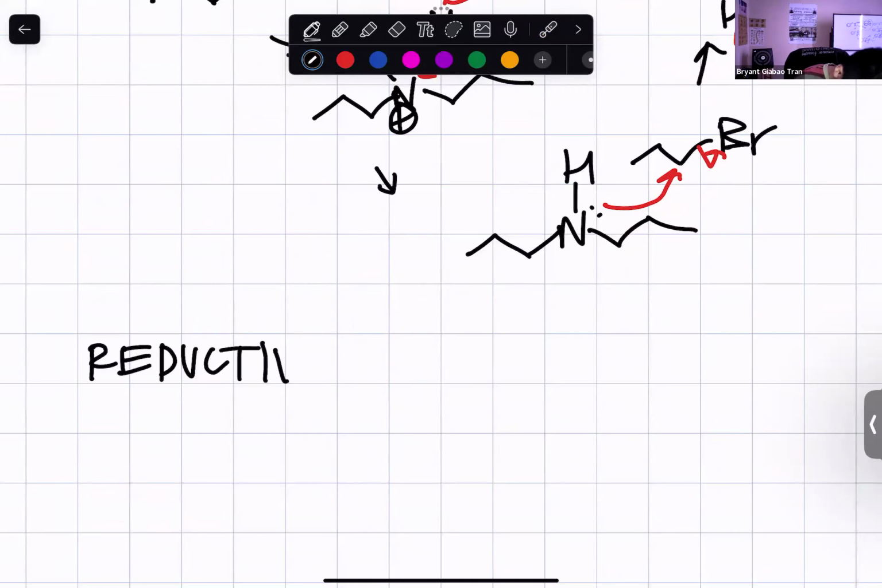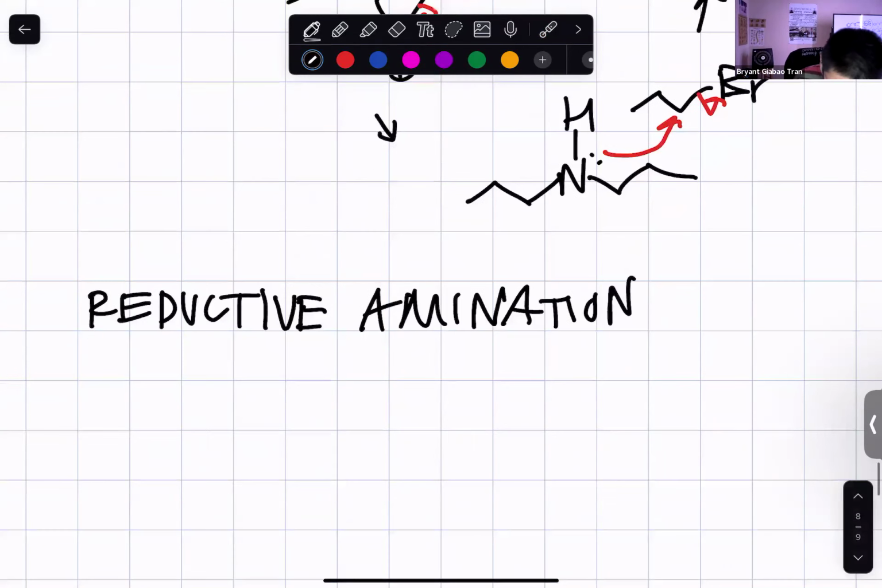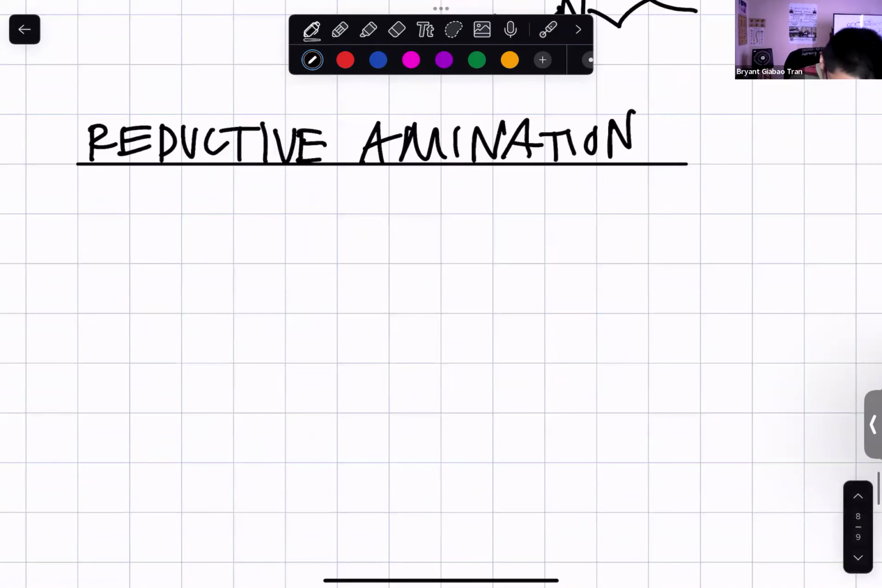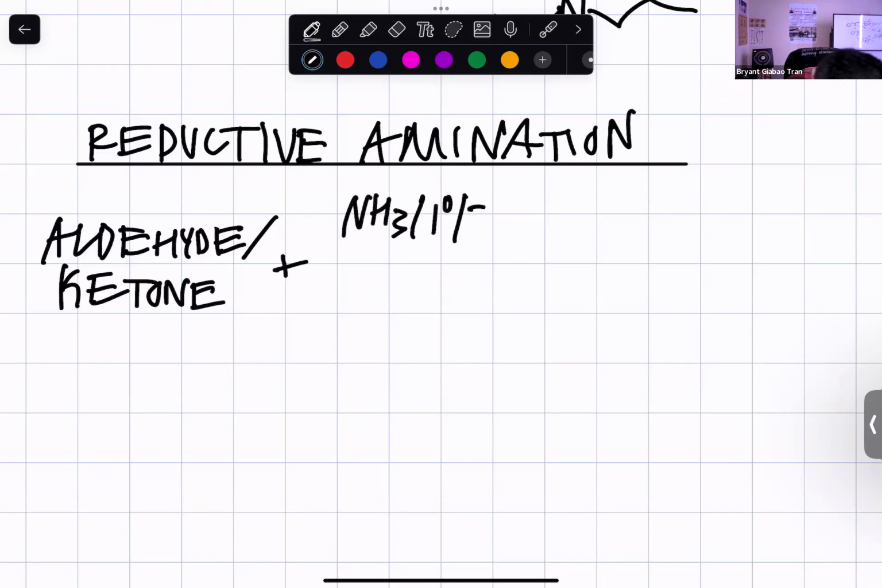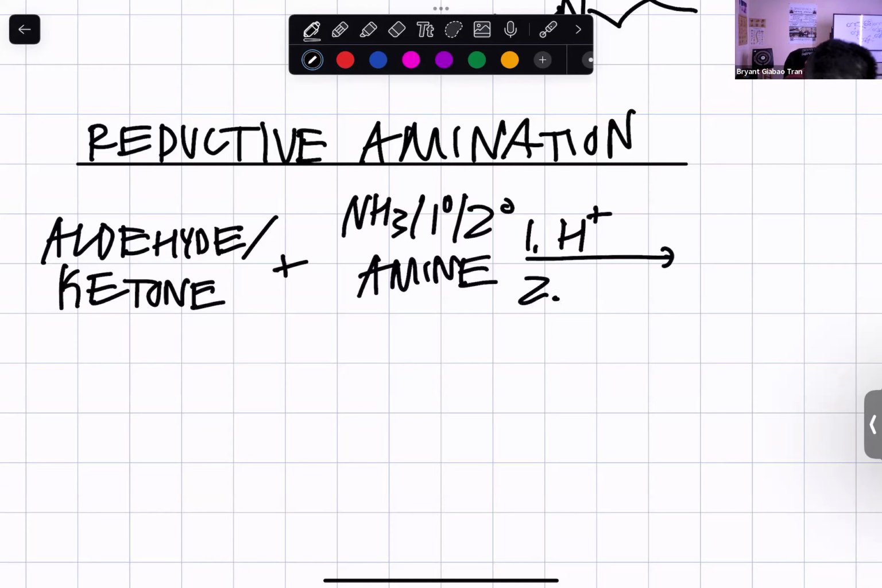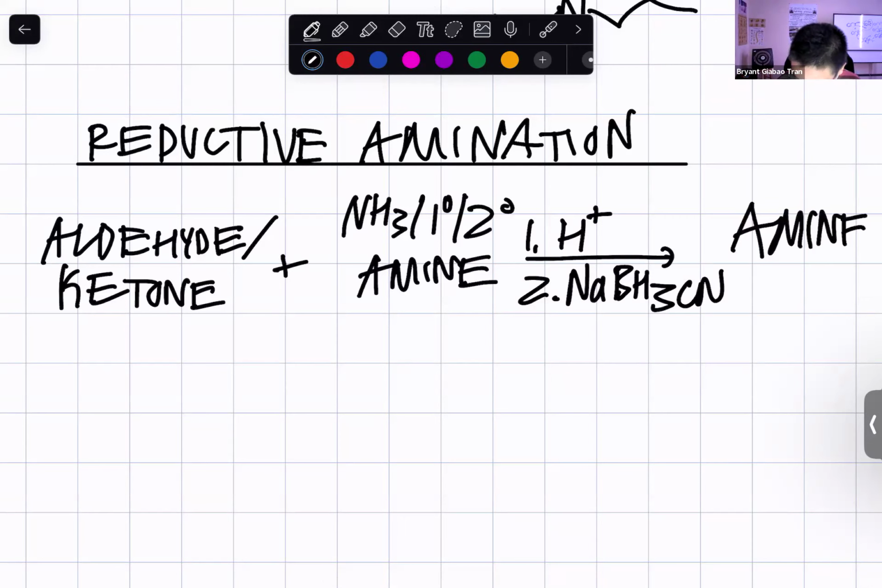Reductive amination. So this is gonna have an aldehyde or a ketone react with either ammonia, a primary or secondary amine, in acidic conditions. And the second step is going to be a new reducing agent that you are going to see in this chapter, NaBH3CN, to create some kind of amine. And I'll show you what that means here.